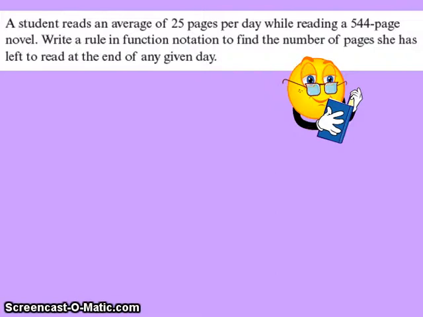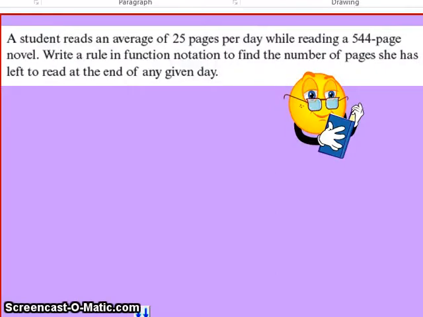Now we have one last example. It says a student reads an average of 25 pages per day while reading a 544-page novel. Write a rule in function notation to find the number of pages she has left to read at the end of any given day. Now notice that this says how many she has left to read. So however many she's read is what we subtract from the total number of pages in the book.